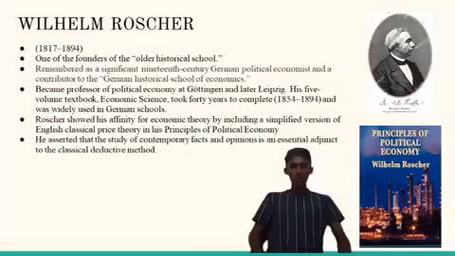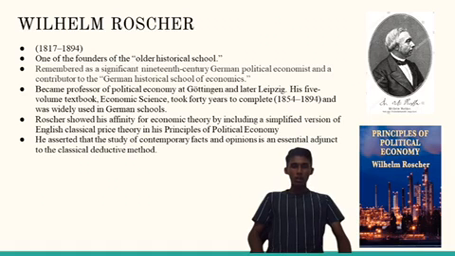The second forerunner is Wilhelm Roscher, born in 1817 until 1864, one of the founders of the older historical school, remembered as a significant 19th century German political economist and a contributor to the German Historical School of Economics. He became professor of political economy at Göttingen and later Leipzig. His 5-volume textbook, Economic Science, took 40 years to complete and was widely used in German schools.